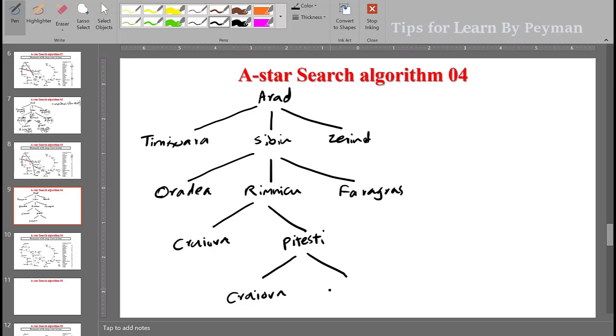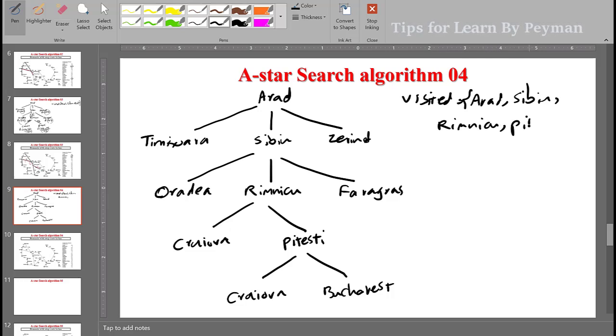and this is Bucharest, which is the final node. Okay, let's see what we visit. We visit the Arad, then CBU, then Rimniju, and Pitesti in the 4th level of the A-star search.